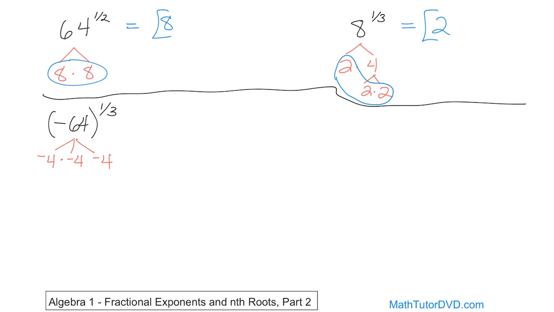Okay? So what we end up having here is, on the right-hand side, the answer to this is going to be negative 4. And that's what you're trying to do when you're trying to find a cubed root. You're trying to find out what times itself 3 times is going to give me what I have here, and that works.